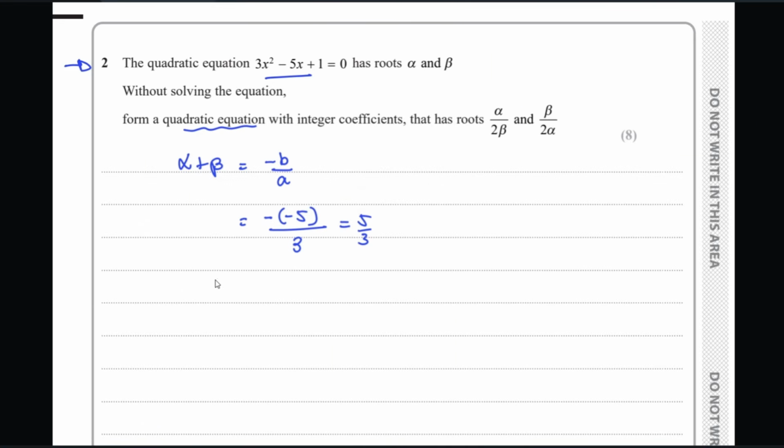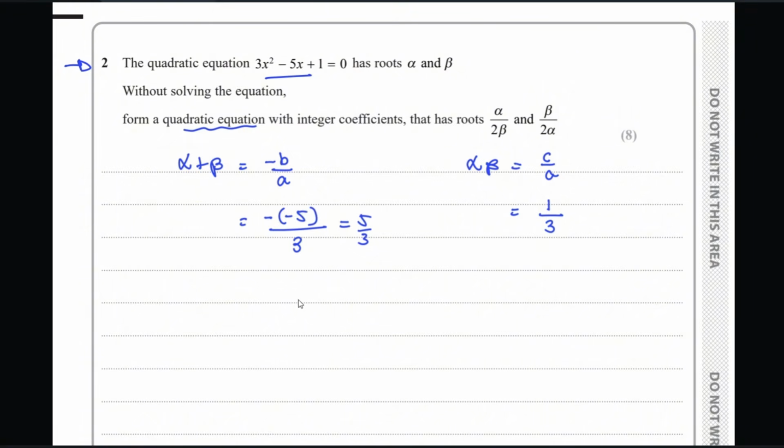Then we've also learned about the product of roots. The product of roots alpha times beta should be equal to c over a. So what is the c value here? C value is 1. So 1 divided by a value is 3. So 1 over 3. So we have the values of the sum of roots and the product of roots. And we'll leave these here.